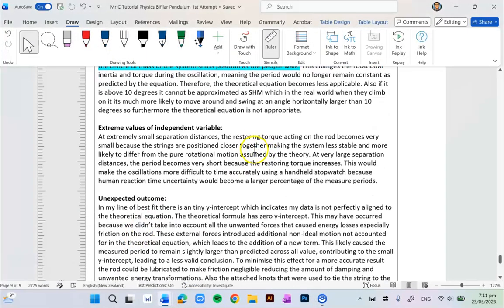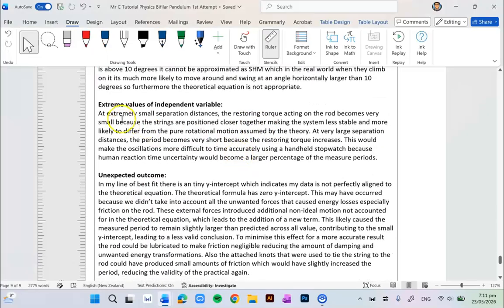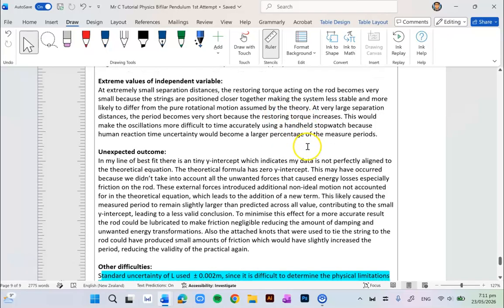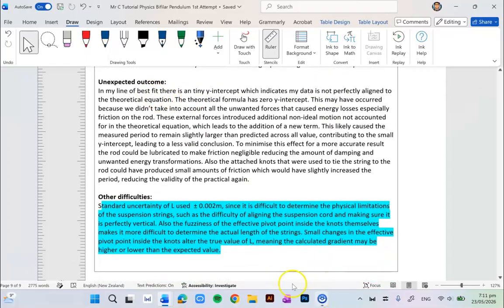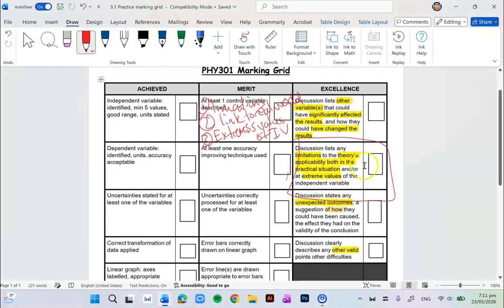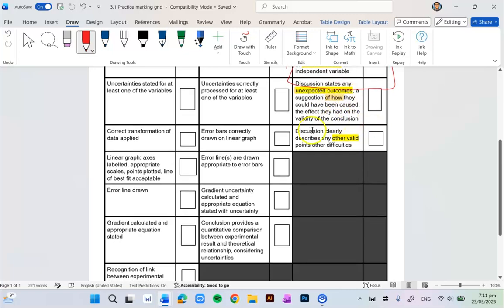If we go back. And then talking about what happened if I made the separation distance too short or too long, and how that would affect the reliability of the practical, right? And then here's the unexpected outcome. So that's its own entire section as well. If you go down here, this one's quite easy.